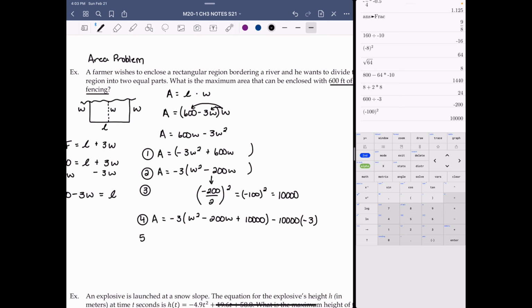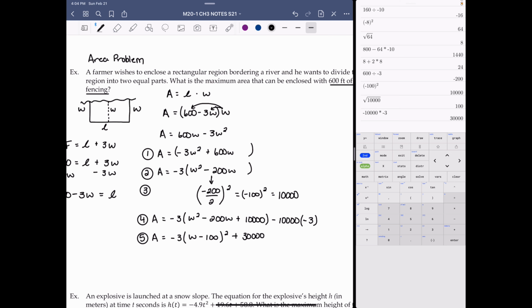Step 5. Factor the trinomial. Square root of w squared is w. Square root of 10,000 is 100. You can use your calculator. The middle term sign is negative, so negative, and then close bracket squared. Then negative 10,000 times -3 is positive 30,000. You can use your calculator. Positive 30,000.